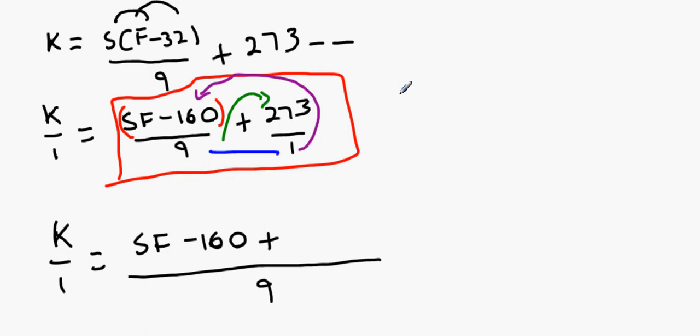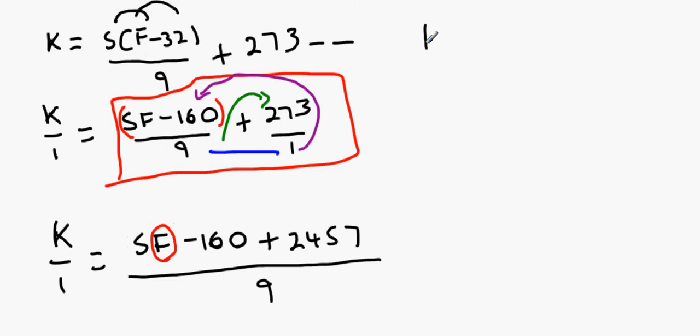So 9 multiplied by 273 is 2,457. Okay, so what we're going to be left with next is we have to get Fahrenheit on its own. So the 5F, the F has to be on its own. First of all, we're going to tidy the top part.